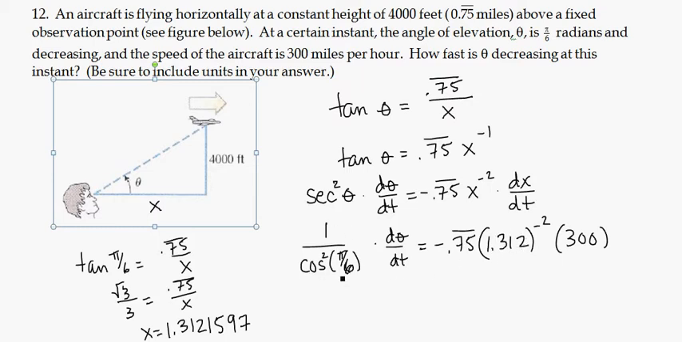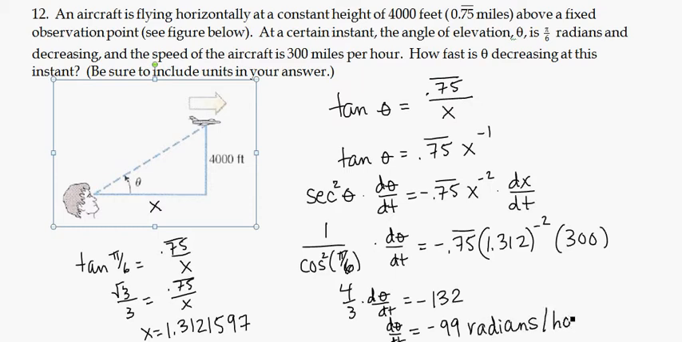Okay, substituting all these values in, on this side I'm going to get 4/3 times d theta/dt. And over here, this all simplifies to negative 132. So when I multiply both sides by 3/4, I get d theta/dt is equal to negative 99. And the units are going to be in radians per hour. I know it's in hours because this was in terms of miles per hour.